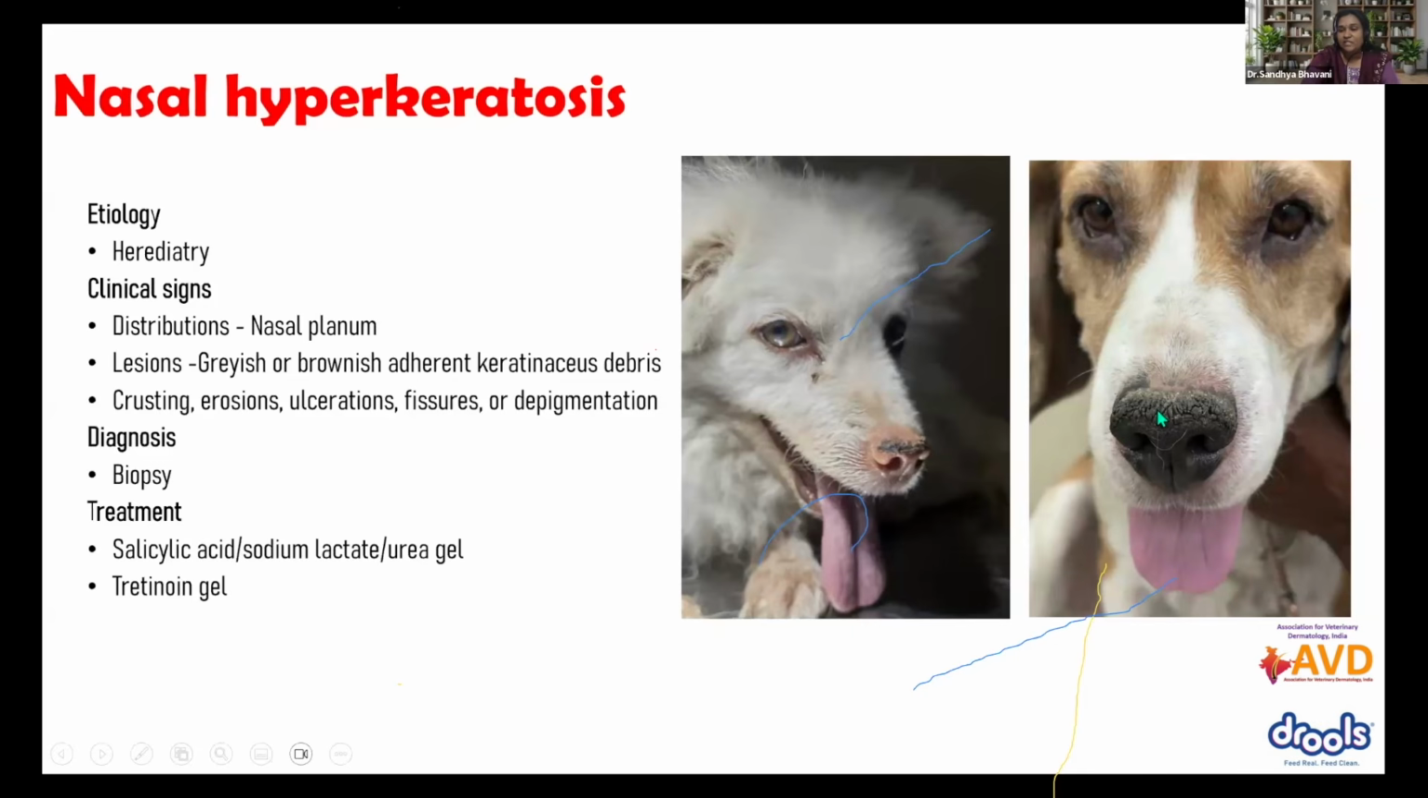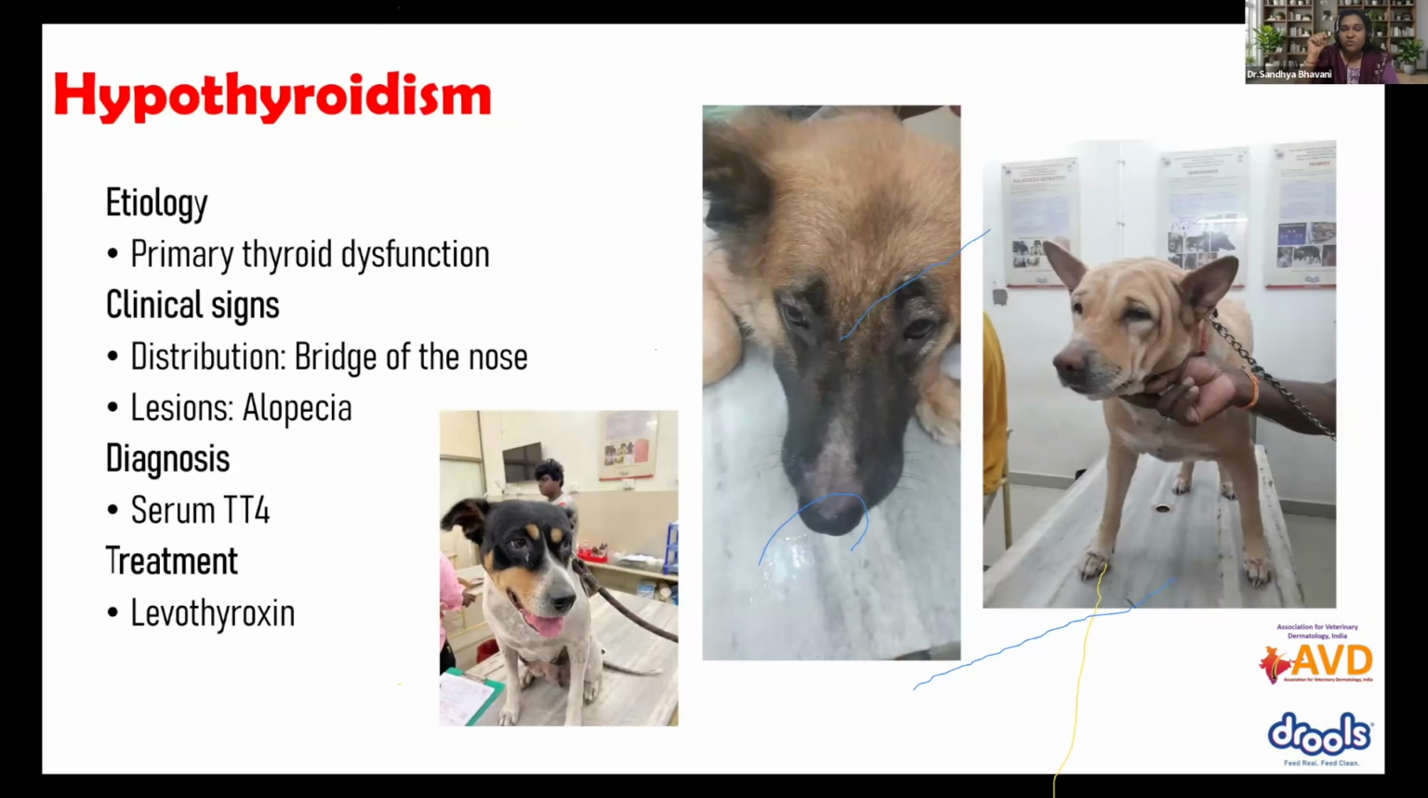So how you will be treating it is, you can trim the fronds, then you can go for anti-seborrheic agents like salicylic acid, urea gel, and lactate gel. Or a vitamin A analog, tretinoin gel, can be used. You have to wet that area, use the anti-seborrheic agent, then you can go for tretinoin gel, that's the acne gel.